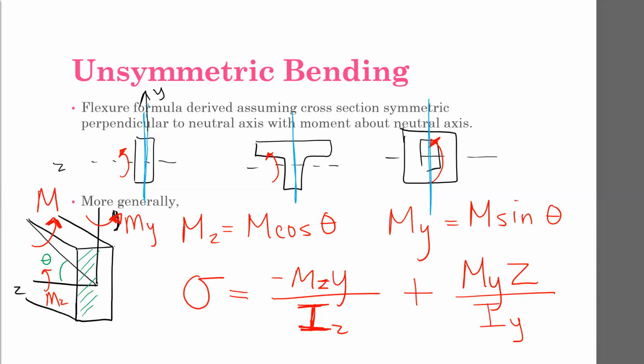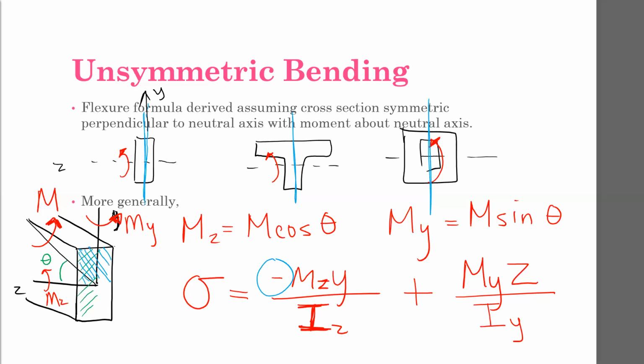Okay, so it's different than the moment about the z. When we're taking the moment about the z, we have a positive moment and a positive y, which gives us this region here. But now I want that to be contracting when I have that positive moment, correct? That's why I have this negative sign.